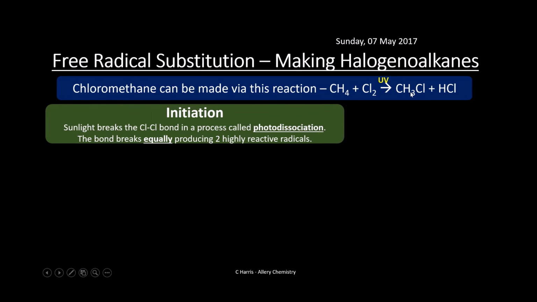So the initiation step. Sunlight breaks the Cl-Cl bond. This is called photodissociation. It's just a posh word for breaking a bond using light, effectively. So the bond breaks equally, and we produce two highly reactive radicals. So let's have a look. There it is there. So we've got Cl, Cl, there's the bond, bit of UV, and we produce two Cl radicals. Now, these dots here symbolize a radical. A radical is just an atom with an unpaired electron in it. In other words, it could be just a chlorine atom, which is just the same thing.